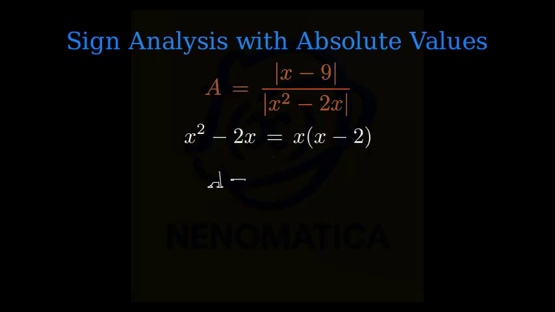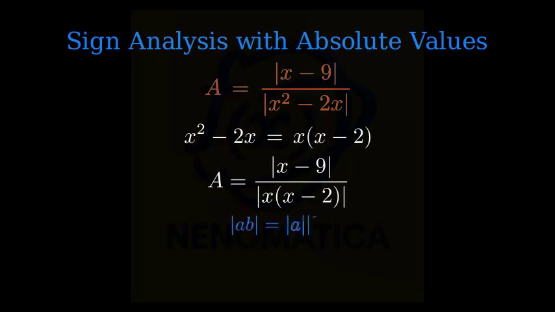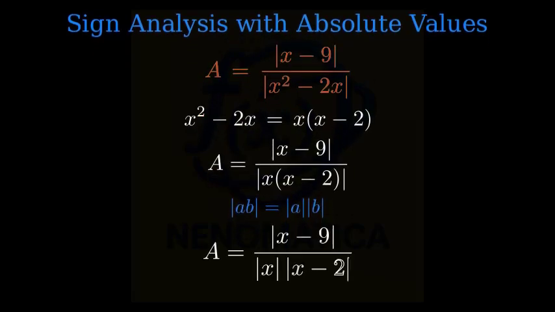X squared minus 2x equals x times x minus 2. Step 2. Use the property that the absolute value of a product equals the product of absolute values. So A equals the absolute value of x minus 9 divided by the product absolute x times absolute x minus 2. Step 3. Identify critical x values by setting each inner expression to 0.